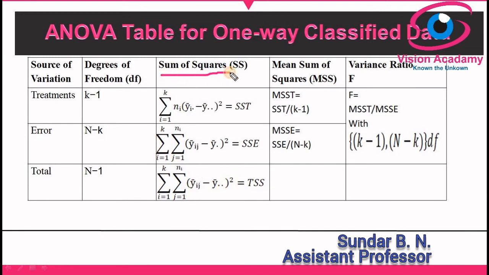Here we have to consider sum of squares. In the sum of square we have three, that is SST, SSE and TSS. So we plot the data of sum of square in this column, that is SST, SSE and TSS, and mean sum of square in this column. We have two mean sum of squares, that's MSST and MSSE. We have found all the details; we just have to plot them into this table, and we will calculate the F ratio. At the end, for the F ratio we will divide MSST by MSSE. So let's go to the table then.